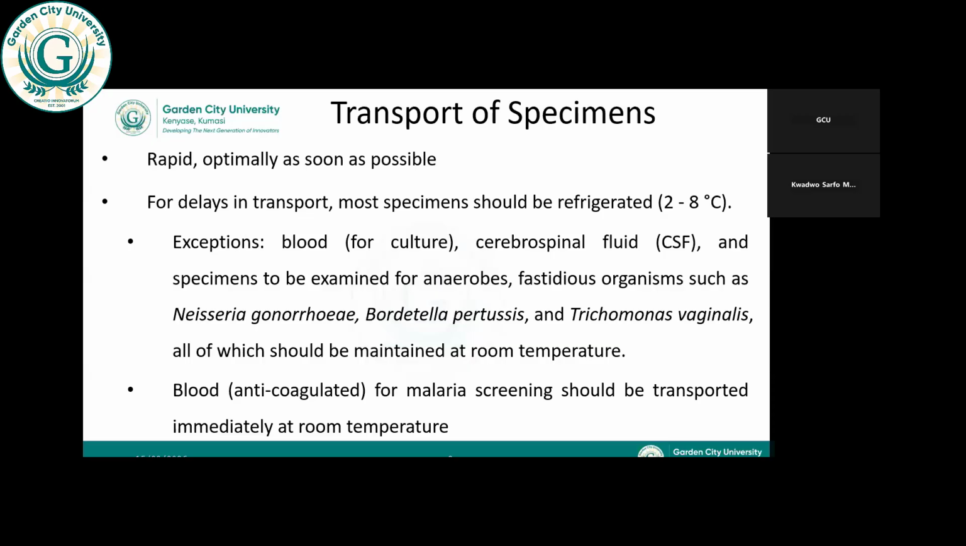Always ask if you are not sure, so that the lab person could give you more information based on the test required. And usually for malaria screening, anticoagulated blood is needed and should be transported at room temperature. If for some reason the site is far from the lab, the smear could be prepared by the lab person, and then you have the slide transported at room temperature.